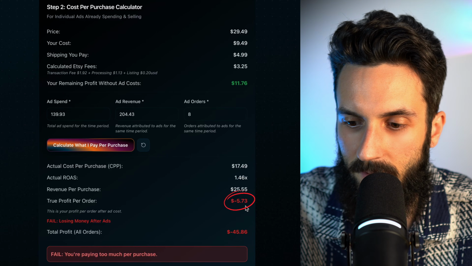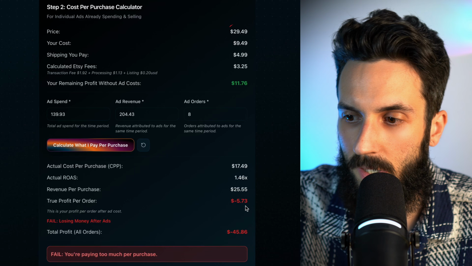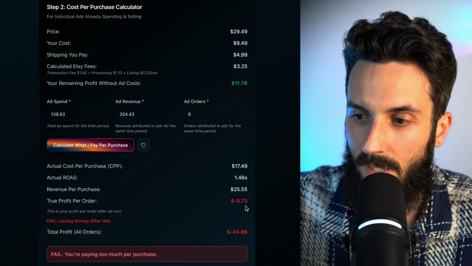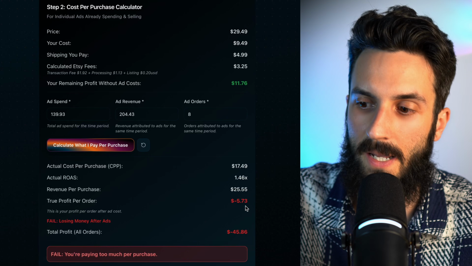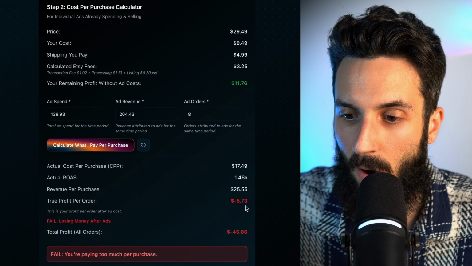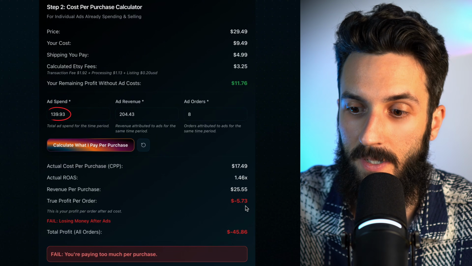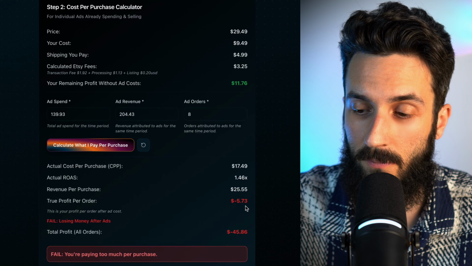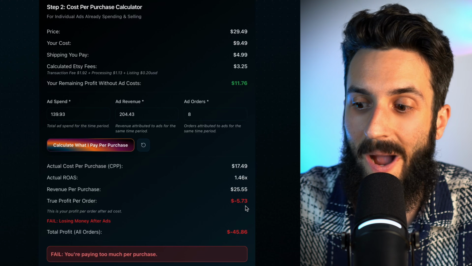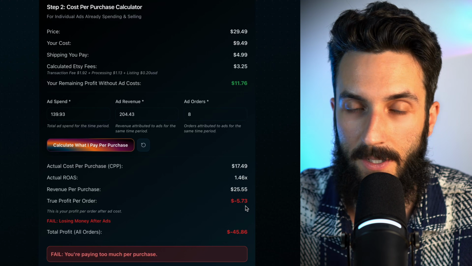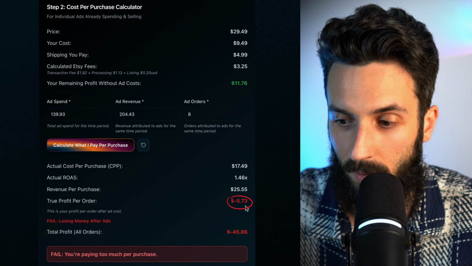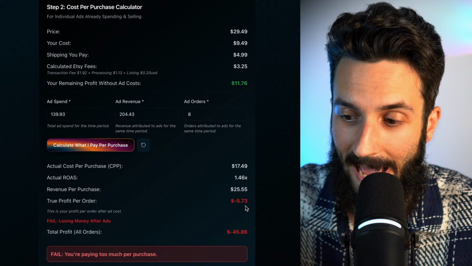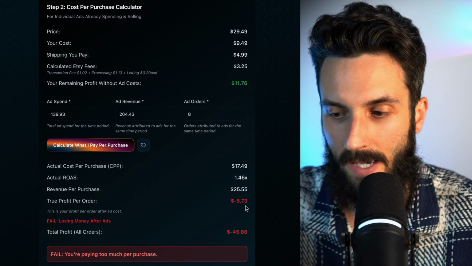So you're losing $5.73 per order if you're charging $29.49, but it costs you $9.49. You're paying $4.99 in shipping, $3.25 in fees, and profiting $11.76 without ads. When you're spending $139.93 on ads, but you're making back $204.43, even with 8 orders, your ROAS is 1.46, and you're losing $5.73 per order. And altogether, with those 8 orders that appear profitable, you're actually out $45.86 at the end of the day.